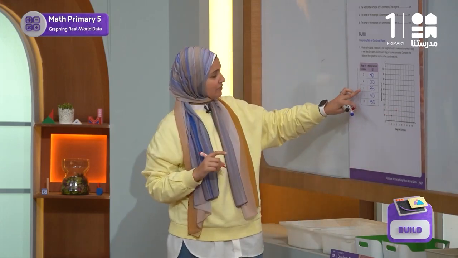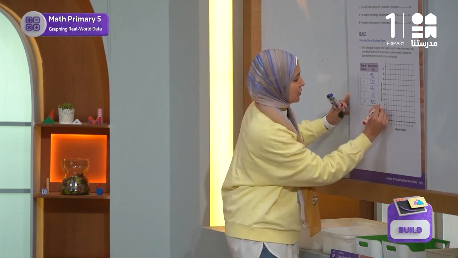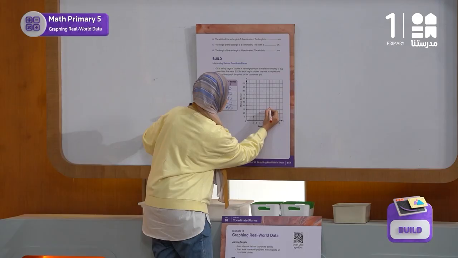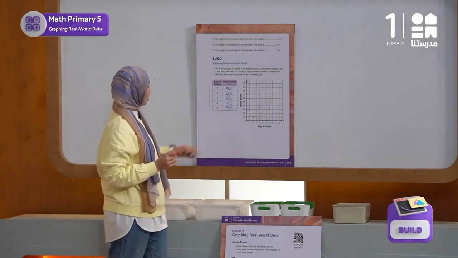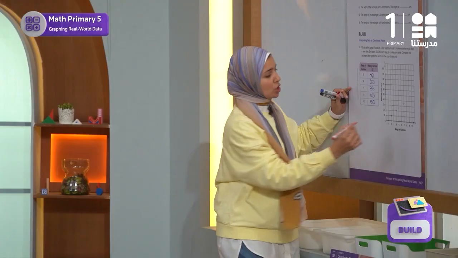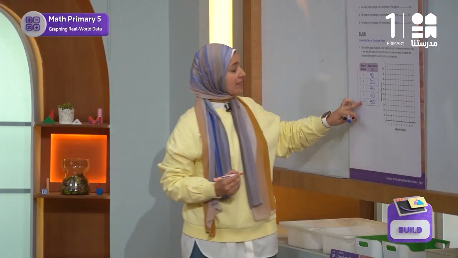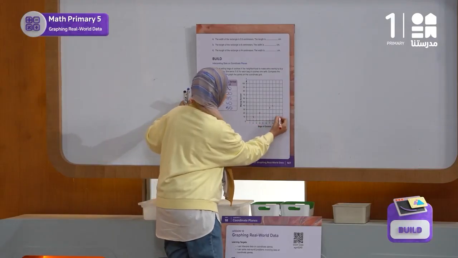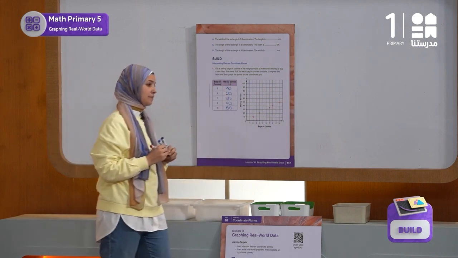Now I have 7 and 35. So x is 7 and y is 35. So it will be in the middle over here, like that, between the 30 and the 40. Now let's continue, 8 and 40. So I will go to 8 and 40, like that. The last point is 10 and 50. So I will go to 10 and I will reach the 50, like that.